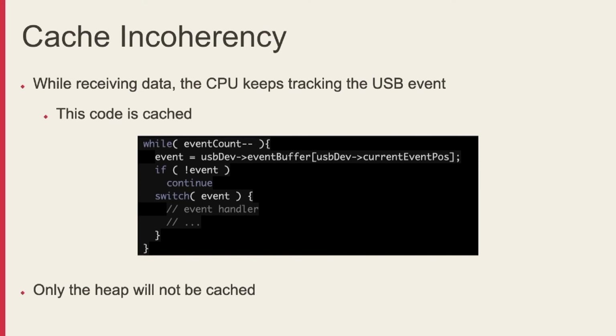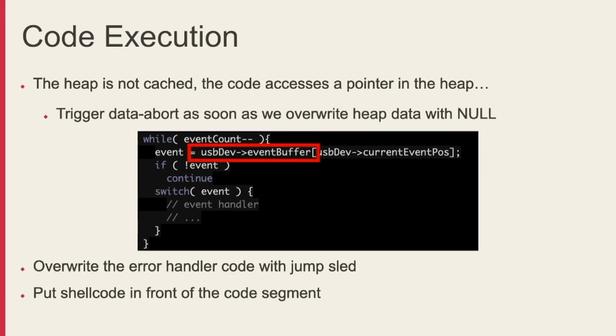Unfortunately, while receiving data, the CPU keeps tracking the USB event, which is in a while loop. Obviously, this code is cached by the CPU. Therefore, we cannot affect the code data. But there are some memory segments which are not set to be cached, and those segments are the heap. In the while loop, it will access a heap pointer. Since the heap is not cached, once we overwrite heap data with all null bytes, it will access address 0 and trigger data abort.